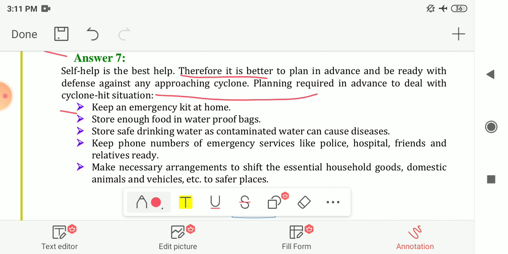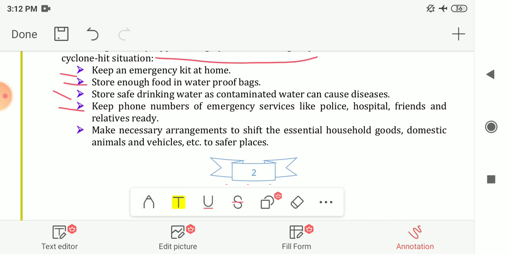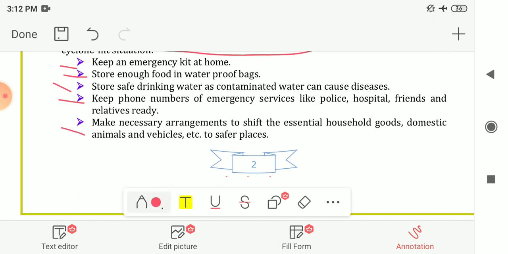Keep an emergency kit at home, and store enough food in waterproof bags. Then store safe drinking water, as contaminated water can cause disease. Next, keep phone numbers of emergency services like police, hospital, friends and relatives ready. Next, make necessary arrangements to shift the essential household goods, domestic animals, vehicles, etc. to a safer place. So these are the plans which are required in advance to deal with the situation created by a cyclone.